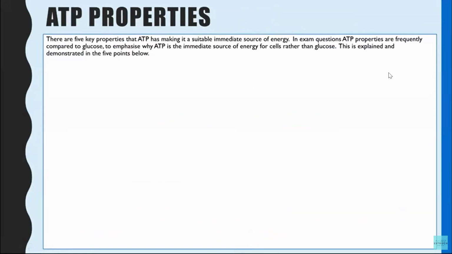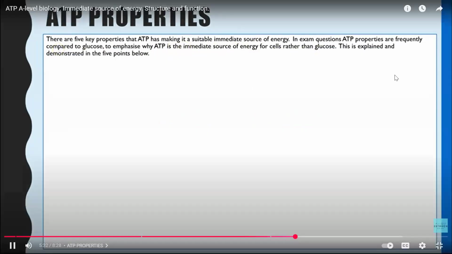So the final thing is looking at some of the key properties of ATP, which makes it different to glucose as an energy source. So it's an immediate energy source, as I've said already, and that's one of the key differences between ATP providing energy for a cell instead of glucose. But you could get exam questions asking to compare ATP to glucose in providing energy for a cell.